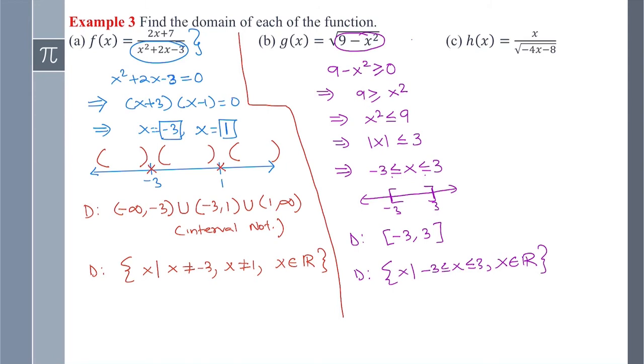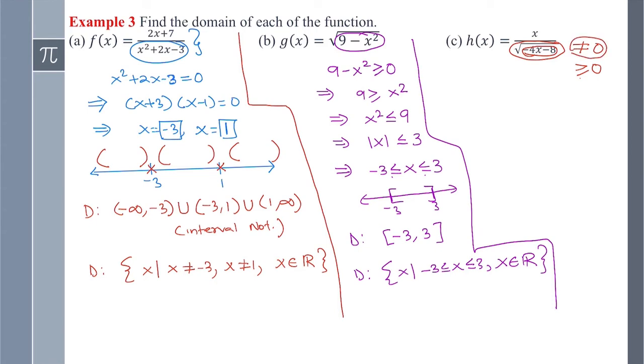So now for the third one, it's a little bit interesting. We have to take care of two things here. One, it is a rational, so this one cannot be 0. And then we have a square root, so the inside quantity must be non-negative, but it cannot be 0 because of the first condition.